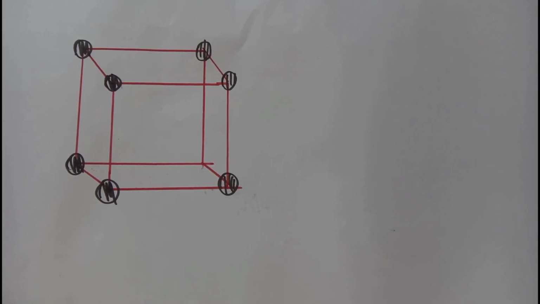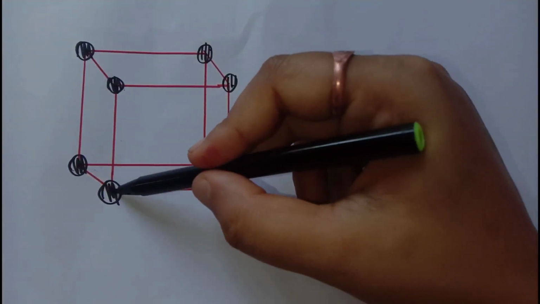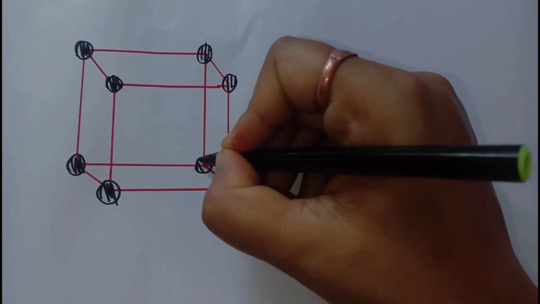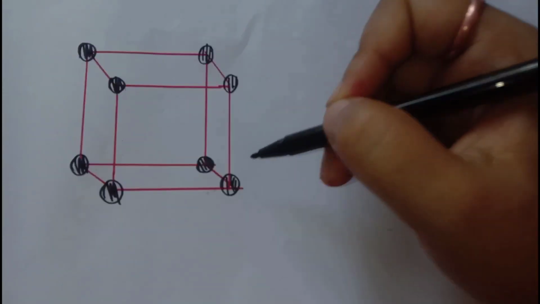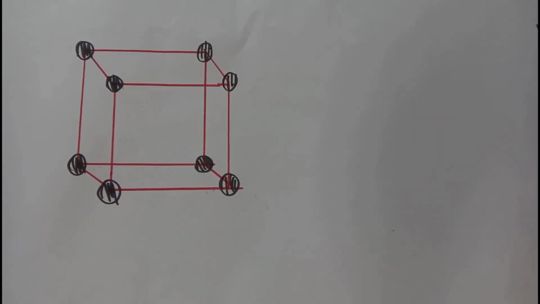Now see, this is an example of a simple cubic unit cell. We all know that in a simple cubic unit cell, atoms are present only at its 8 corners. This is one corner atom, 2, 3, 4, 5, 6, 7 and 8. And this is the open structure of a simple cubic unit cell.